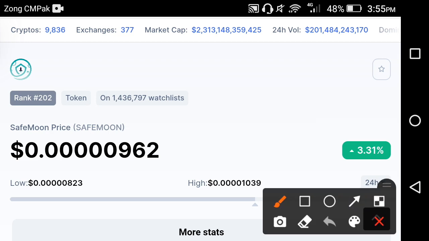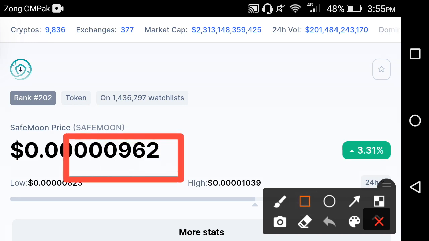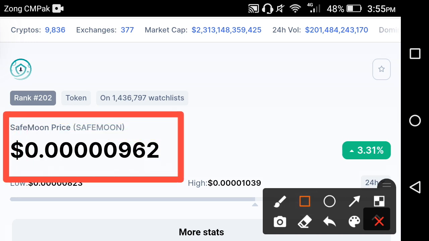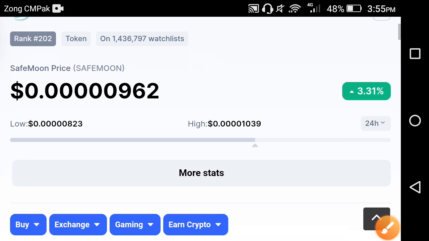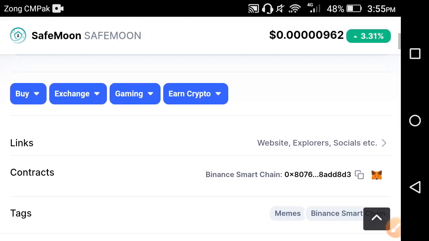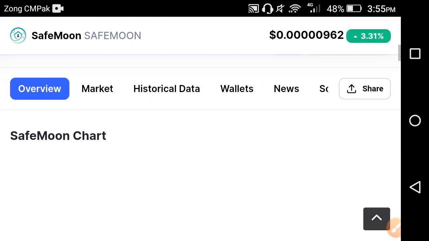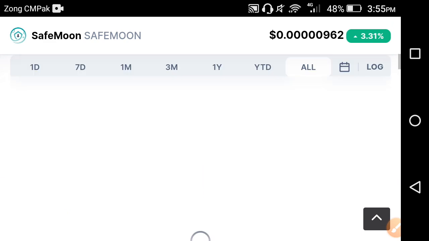As you can see here now, the current price of SafeMoon in the market is 0.00000962 USD. And on the other side, if you look at the price change in SafeMoon, the price change is about 3.31% positive. The price change in SafeMoon is going positive this time. So I hope this kind of jump continues in SafeMoon throughout this whole month, friends.